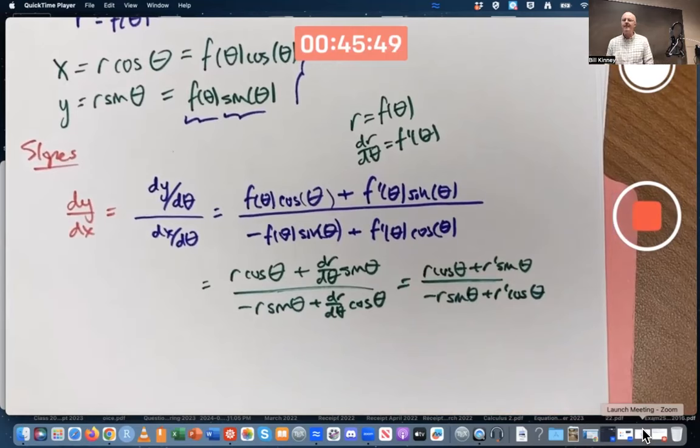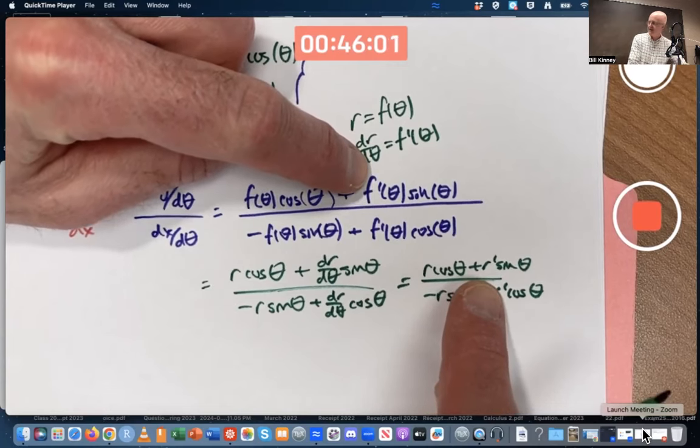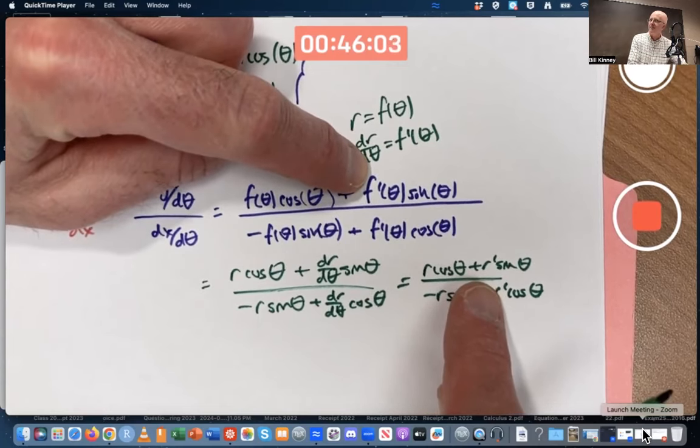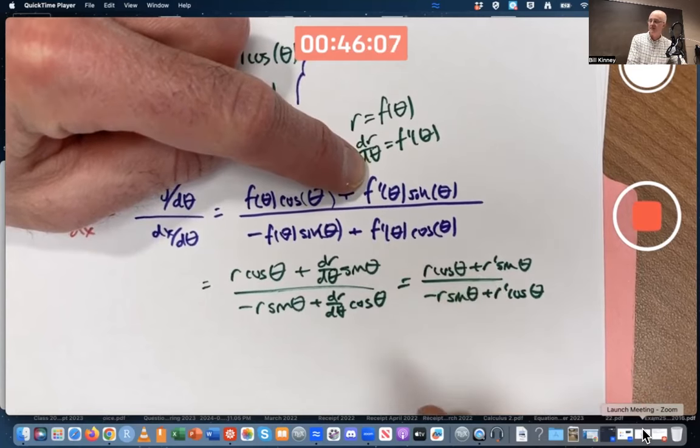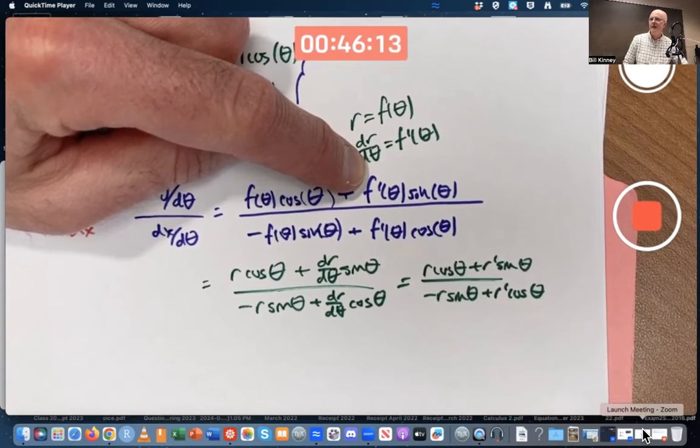Realize when I write that, r prime means dr d theta. It's a derivative of r with respect to theta, and I am kind of abusing notation in writing that. R prime is effectively the same as f prime, though r is a variable and f is a function name. But you know, you've been sloppy with this kind of thing before. We can deal with it.